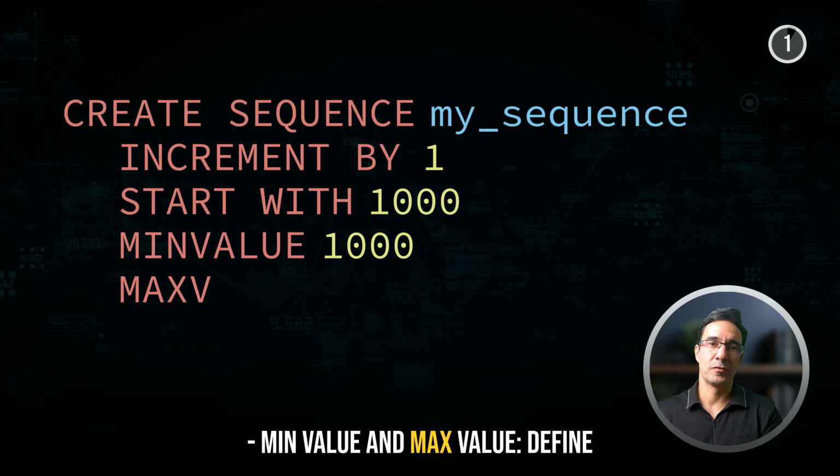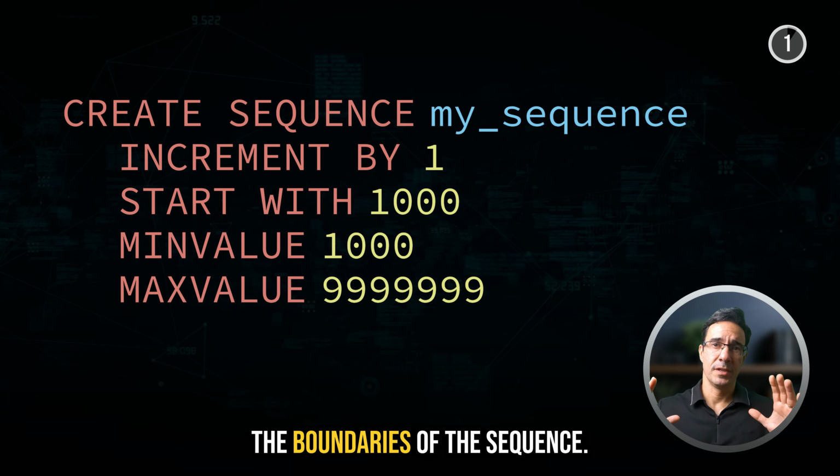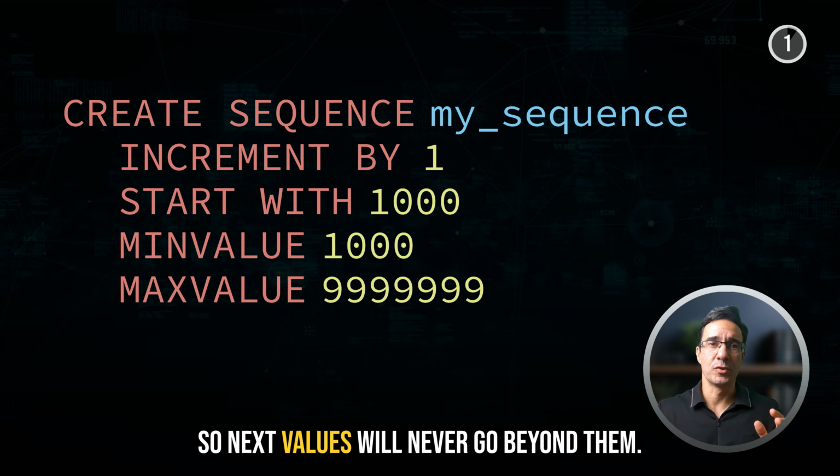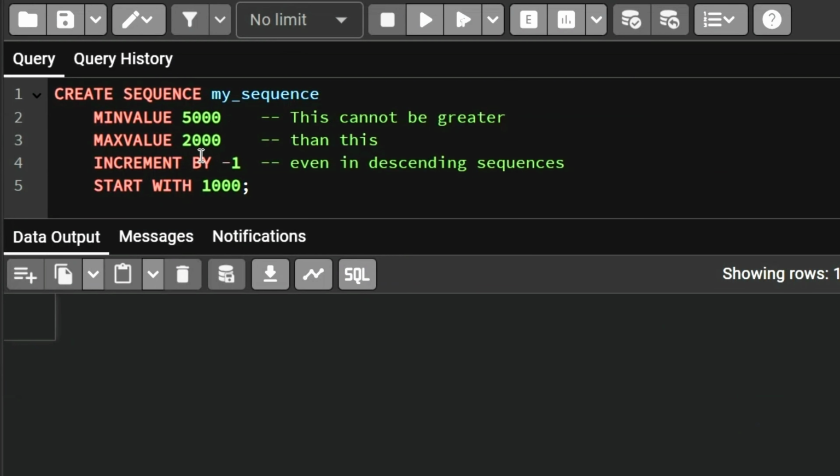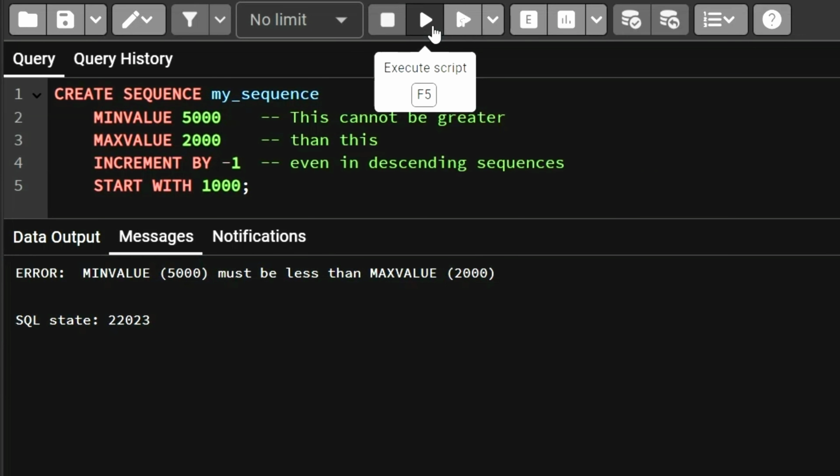Min value and max value define the boundaries of the sequence, so next values will never go beyond them. By design, max value must always be greater than min value. Otherwise, your create sequence will raise an error. Min value must be less than max value.